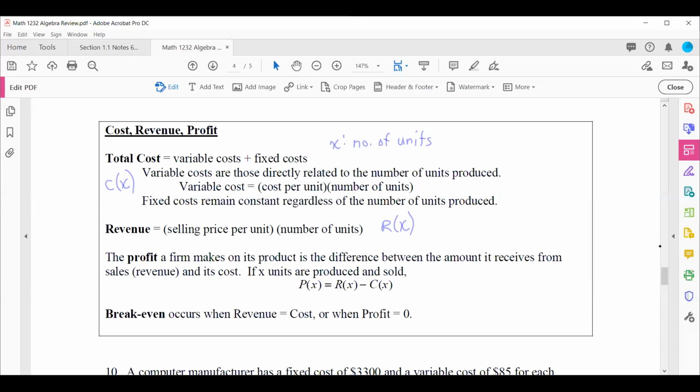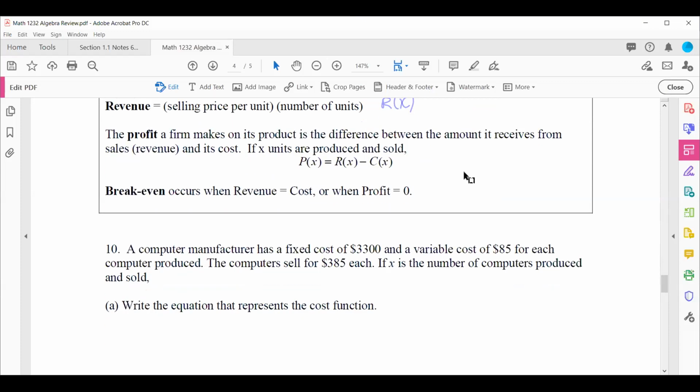Break even occurs when cost and revenue are equal. Another way to look at that is when the profit is equal to 0. Typically, we're interested in when the profit starts being positive, and that's typically after break even. All right, so we've got an example.